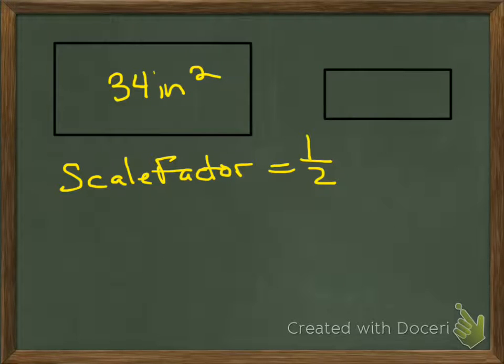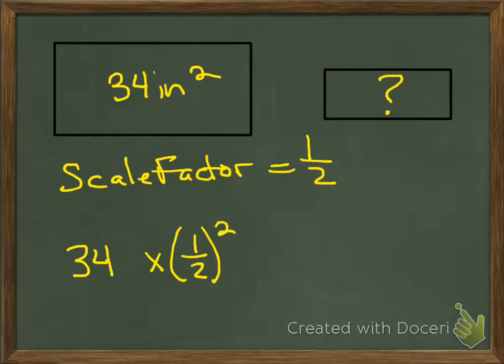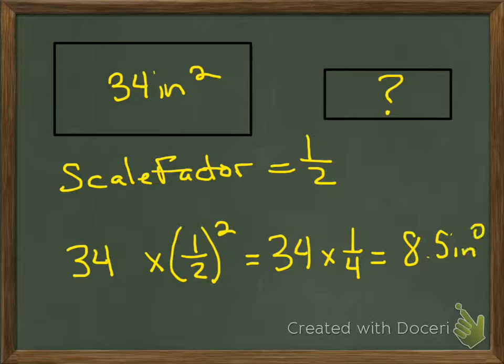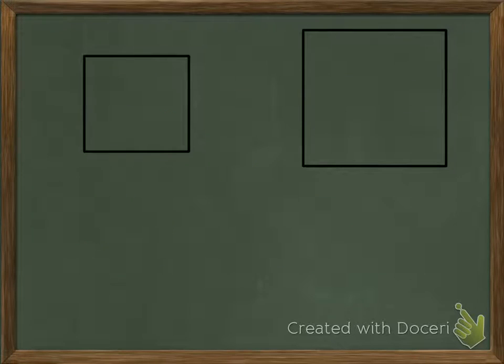Okay, and we want to know what is the surface area of this box. So all we're going to do is take the original area, which is 34. We're going to multiply it by the scale factor. Don't forget, we have to square the scale factor. That's going to give us our new answer. So it's 34 times 1/4, because 1/2 squared is 1/4. That gives us 8.5 inches squared. Okay. All right, number 12.